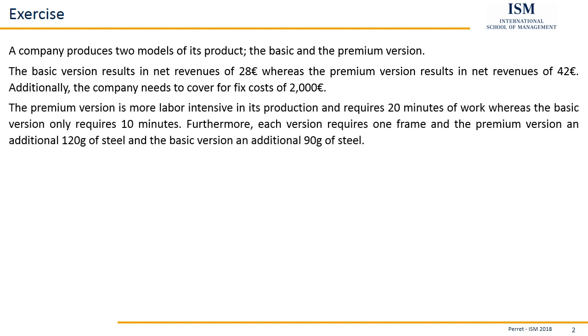And the premium version is more labor intensive in its production and requires 20 minutes of work, whereas the basic version only requires 10 minutes. Furthermore, each version requires one frame, and the premium version an additional 120 grams of steel, and the basic version an additional 90 grams of steel.